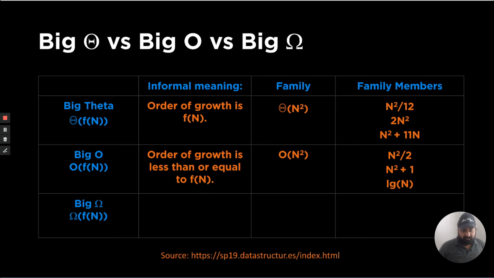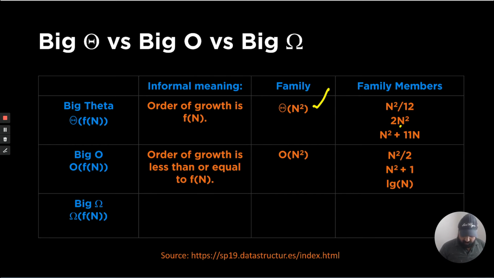So this is a quick, neat table that summarizes all the information. Big theta provides an order of growth which is of f(n), while big O provides an order of growth which is less than or equal to f(n). I want you all to fill this one out, which is what big omega provides us. And here big theta provides us with a family, which is theta of n square. So all of these functions, n square divided by 12, 2n square, and n square plus 11n, all fall under theta of n square.